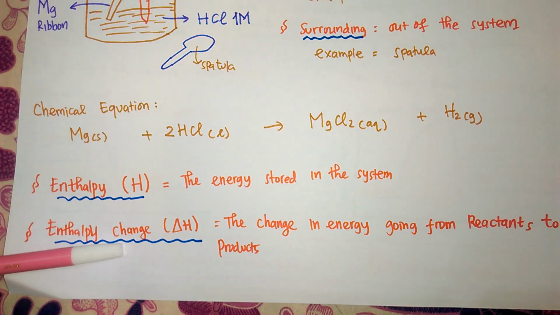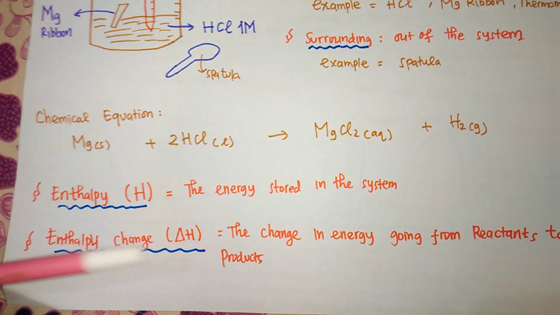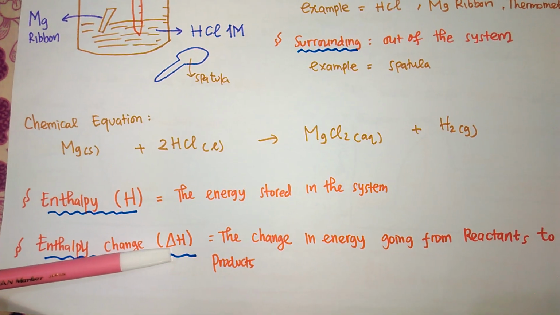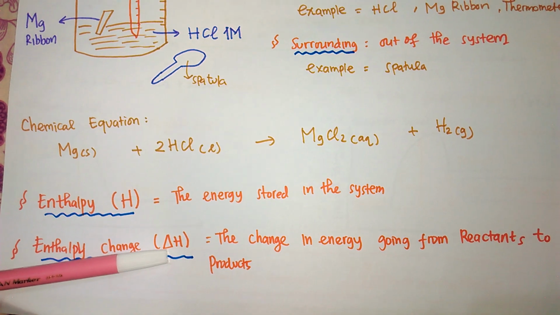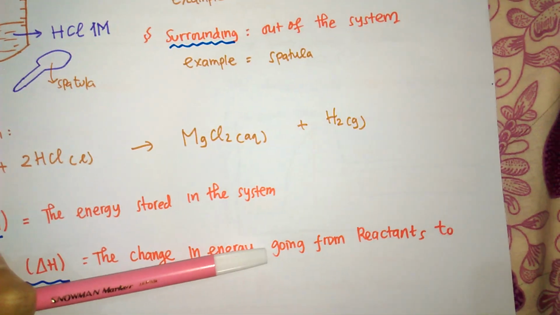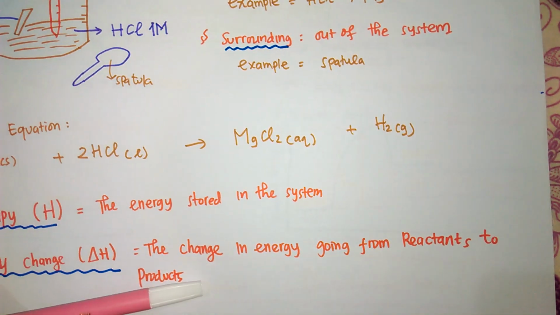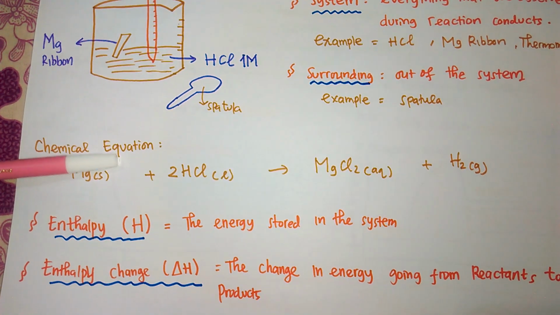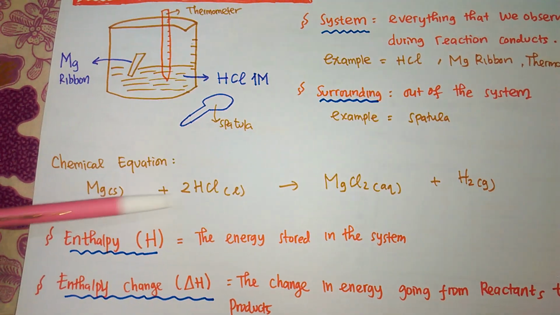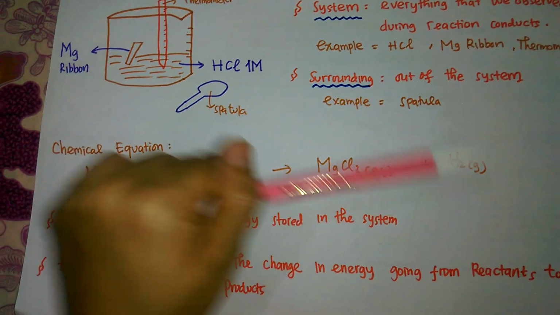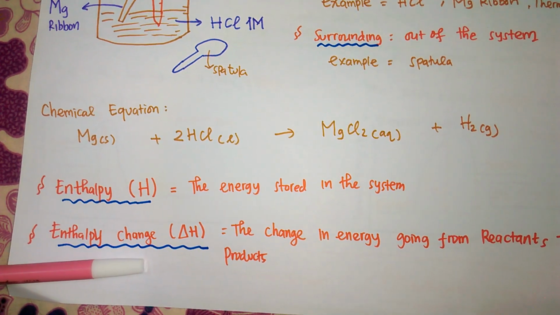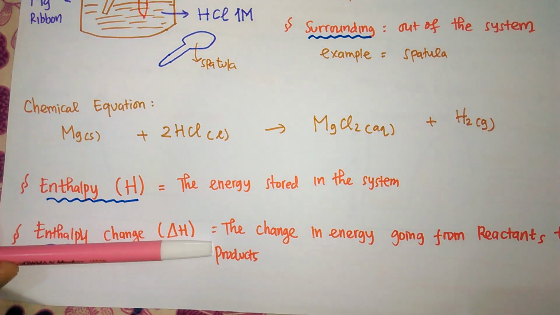Next, what is enthalpy change? The symbol is delta H, which you can pronounce as delta H. It is the change in energy going from reactants to products. So later on, we can observe how much energy changes from the reactants to the products. This change we call enthalpy change, or delta H.